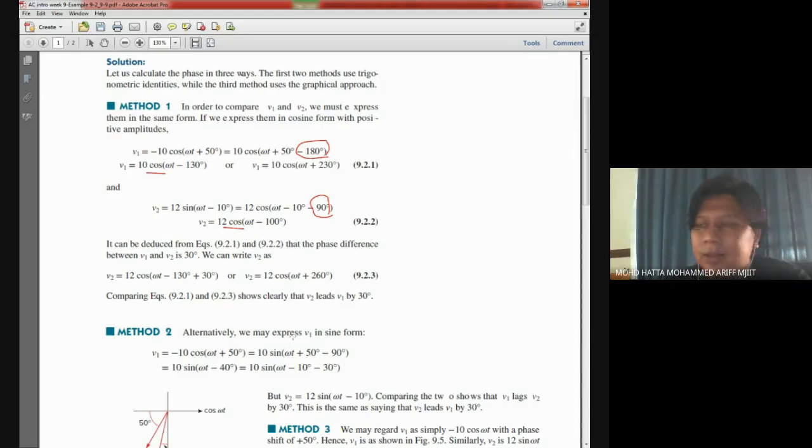So for me, I think it's better if we extend a bit our strategy or our solution. For example, here we have V1. If we try to write V1 in polar form, we will write 10 with the angle of negative 130 degrees, and V2 with the amplitude of 12 and angle of minus 100 degrees.